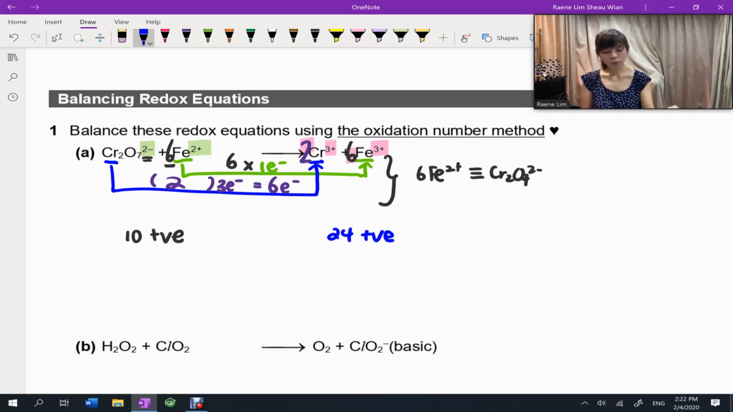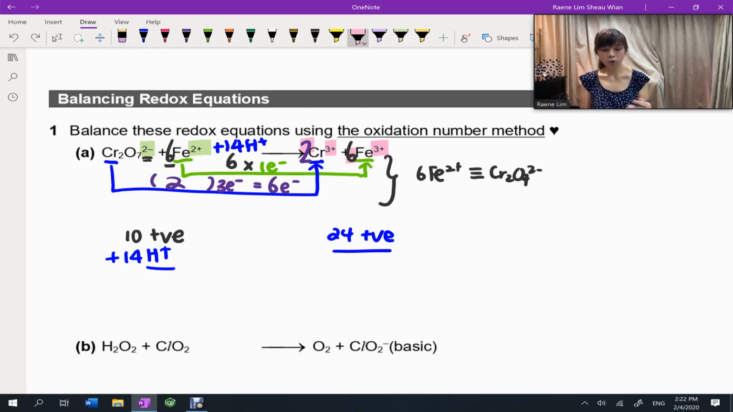Now, if I have to balance this in an acidic medium, I have to add positive charges and make sure both sides have the same number of positive charges, okay? So since there is a 24 there, you should be adding another 14 positive charges of H+, such that the charges on both sides of the equation are balanced, right? So therefore, what you need to do is to add 14 H+ here, all right?